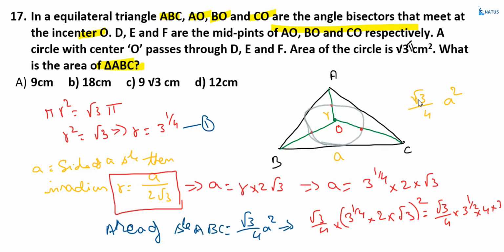So what happened? 3 gets cancelled. Root 3 is nothing but 3 power 1 by 2. 3 power 1 by 2, 3 power 1 by 2, that is equal to 3. 3 into 3, that is equal to 9, is the required answer. Option A is the correct answer.